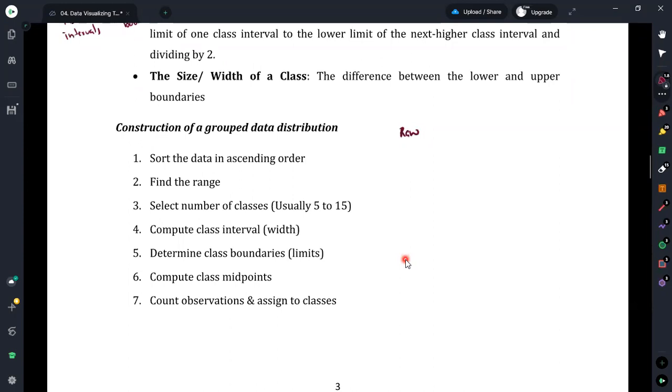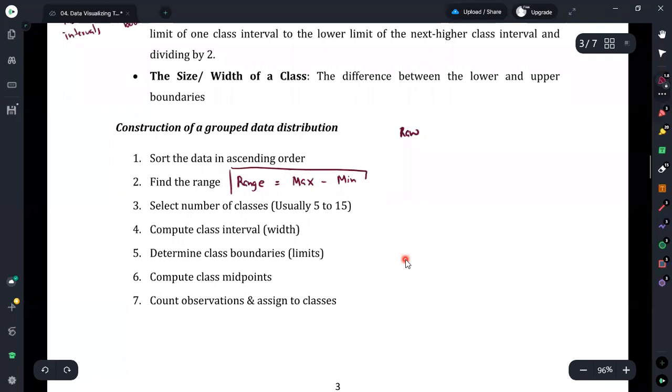Then we have to calculate the range using this equation. To calculate the range, we subtract the minimum value of the data set from the maximum value of the data set. Therefore, we calculate the range for this data set, and thereafter we have to select the number of classes.